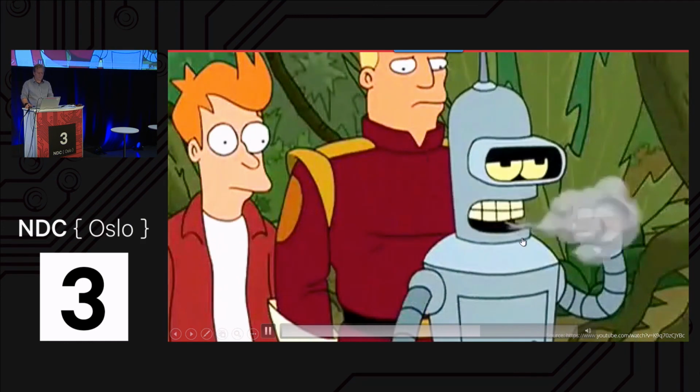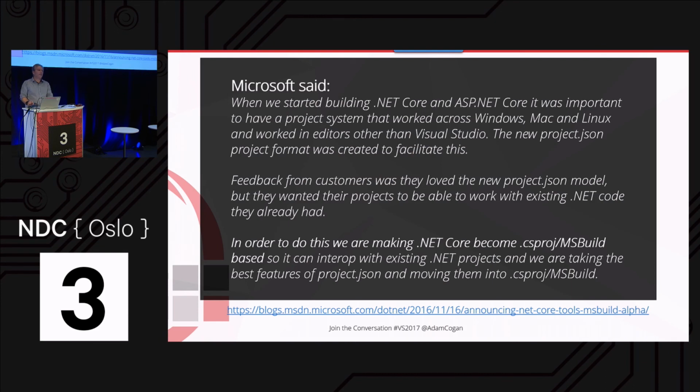I'm back, baby. All right. So then Microsoft made this blog post, and they basically said when we started building .NET Core and ASP.NET Core, it was important to have a project system that worked across Windows, Mac, Linux, and worked in editors other than Visual Studio. The new project.json format was created. Feedback from customers was they loved it, but they also wanted their projects to work with existing .NET code they've already had. So in order to do this, we're making .NET Core. Gee, it takes a lot of words to say we're actually switching back. Sorry about that. We could have had much fewer words.